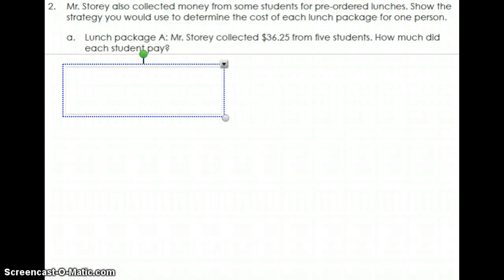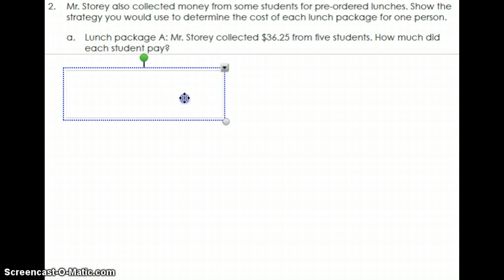Now, in this part 2 on the back page, Mr. Story collected money for pre-ordered lunches. A couple of things to note. Many students make the error of reading this as each student paying $36.25 for lunch and make it a multiplication question. That is not correct. If you think about it logically, no lunch should cost a student $36.25.